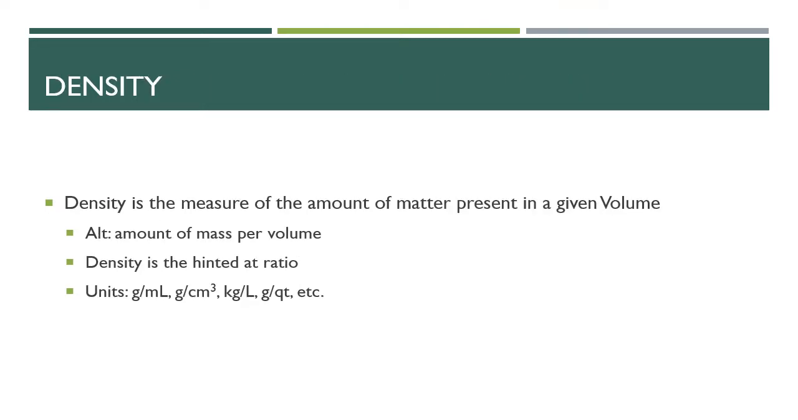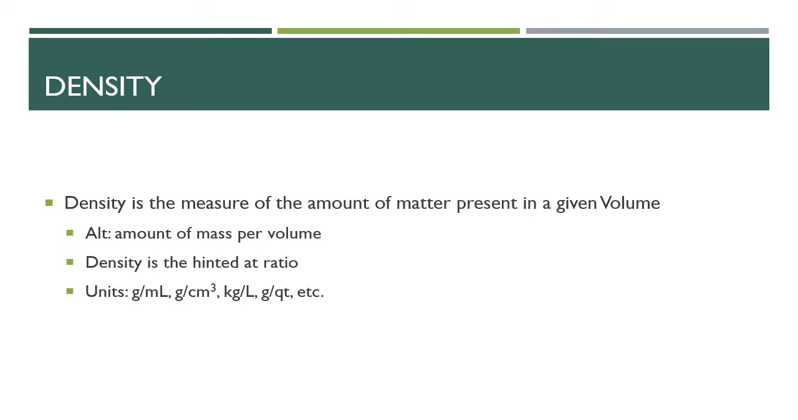Density is the measure of the amount of matter present in a given volume. An alternative definition for it would be to say that it is the amount of mass per volume. Therefore, density is this hinted at ratio. The slope of the line of mass versus volume that we took in the lab the other day is related to the density.